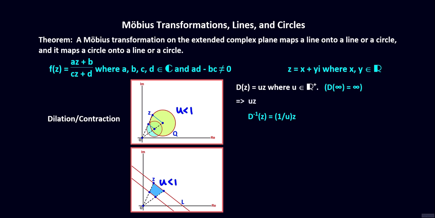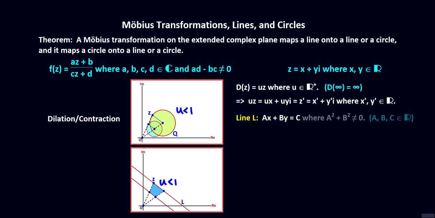u times z is equal to u times x plus u times y times i. We set this equal to z prime, which we write as x prime plus y prime times i, where x prime and y prime are real numbers. We first examine what D does to a line. Let L be the line given by the equation ax plus by equals c, where a and b are not both 0, and a, b, and c are real numbers.